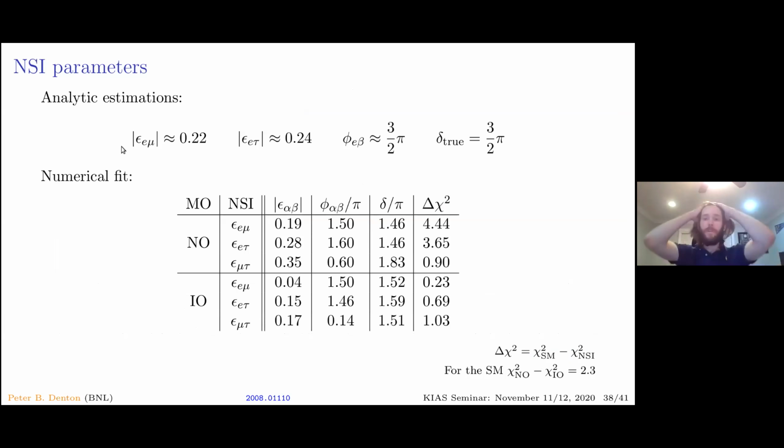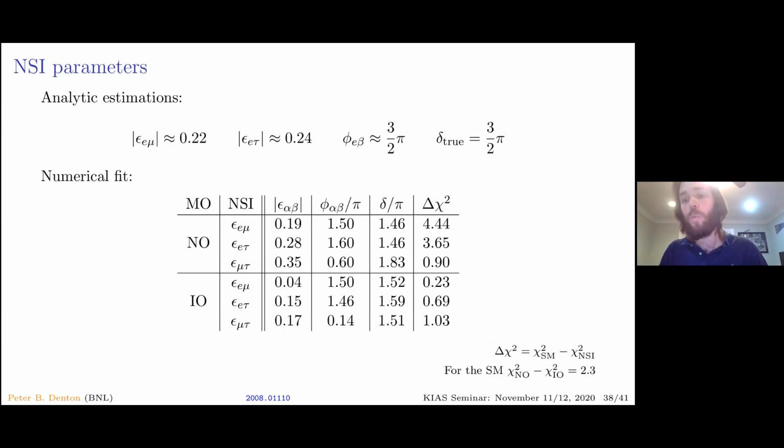So here's all the numbers. On the top I show the predictions that I mentioned earlier. We expect the magnitude to be 0.22, 0.24, the phase to be 3 pi over 2, and here are the best fit numbers. So for epsilon e mu, we get that the magnitude of the new interaction is 0.19, and the phase is 3 pi over 2. And this is preferred over no new physics at a delta chi squared of 4.4.